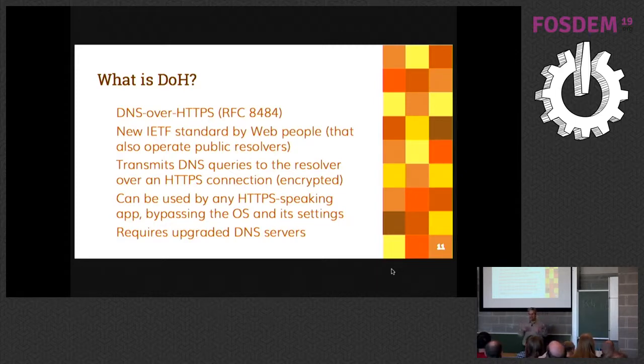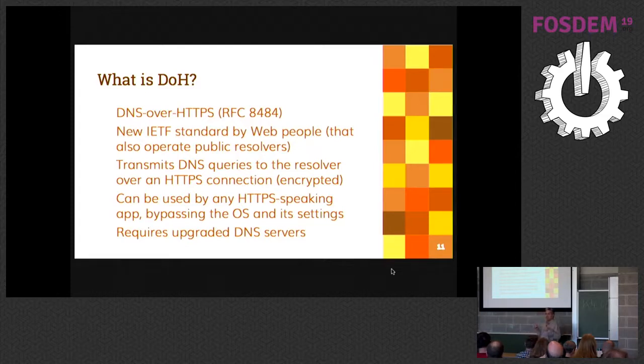They are encapsulated in an HTTPS request. And then you get back the replies in the HTTPS reply. And so, of course, this makes the connection encrypted and even authenticated. If you have a certificate on the other side, you can check who the server actually is. And the other thing that is changing is that this can be easily spoken by any application that is capable of speaking HTTPS. So browsers, first of all, but almost any application.